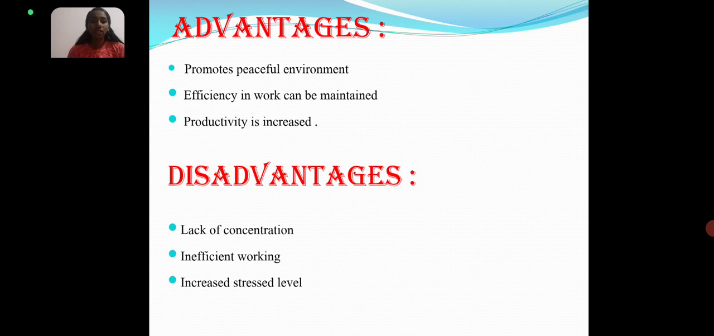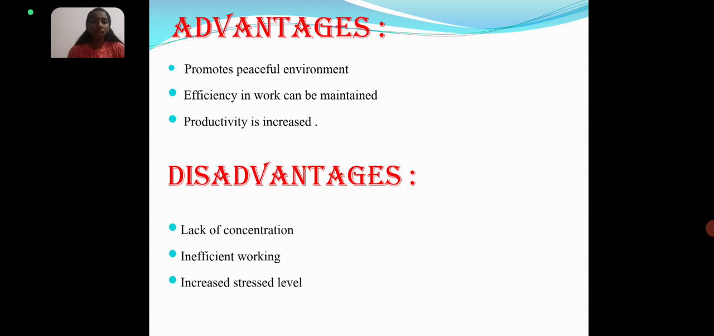Now let's look into the advantages and disadvantages of sound control in building. So the advantages of sound control are that it promotes a peaceful environment. Efficiency in work can be maintained. Productivity can also be increased. The disadvantages of sound control are lack of concentration, inefficiency in working, increased stress level.